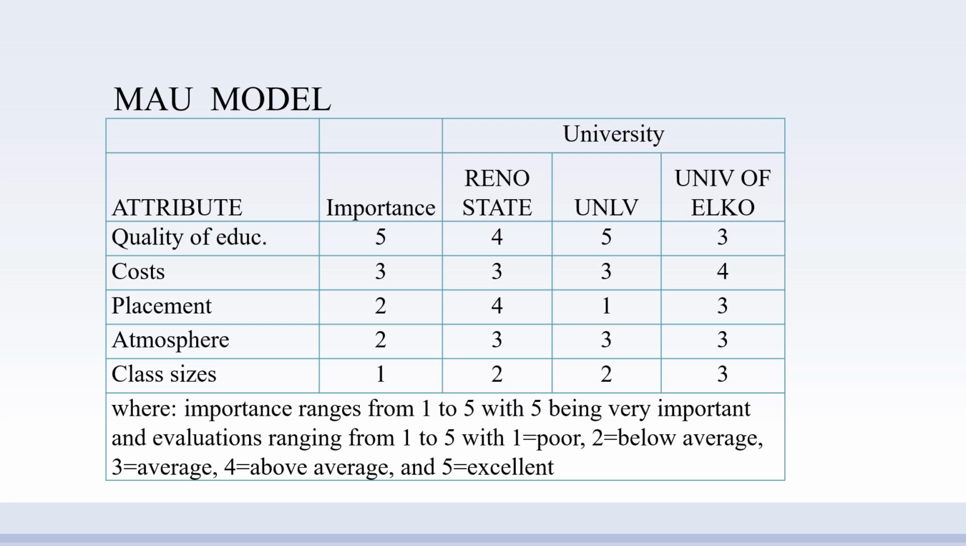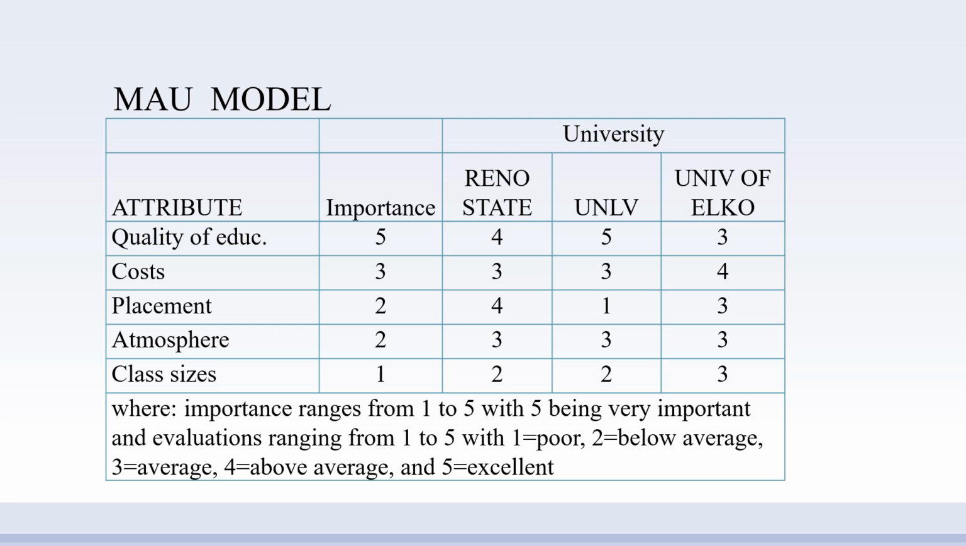It turned out that in terms of costs, Reno State and UNLV were the same on cost, but the University of Elko was a little cheaper and so got a better score. In terms of placement, Reno got the highest score, followed by Elko, and UNLV got a very distant low score of 1, which is the worst it could have gotten. Atmosphere 3, 3, and 3. Class sizes 2, 2, and 3.